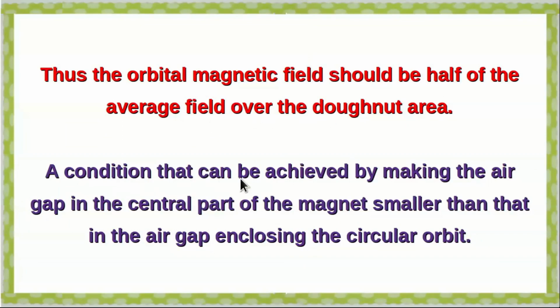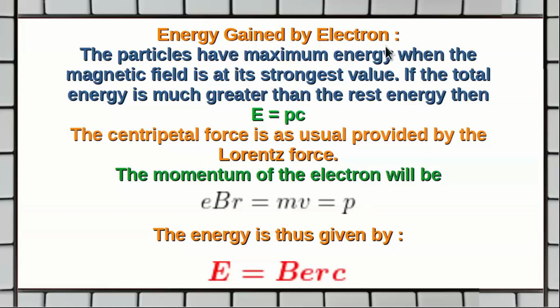This is a condition which can be achieved by making the air gap in the central part of the magnet smaller than that in the air gap enclosing the circular orbit. So therefore, the magnetic field strength will be higher in the center as compared to the region enclosing the circular orbit. Let us calculate the energy gained by the electron.